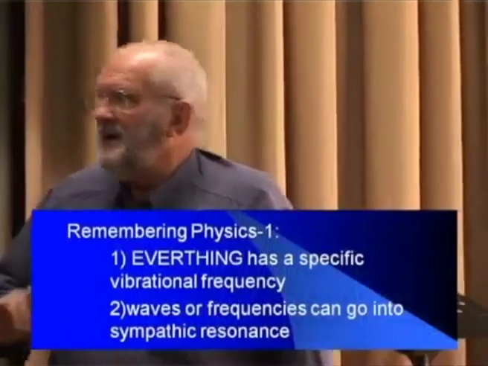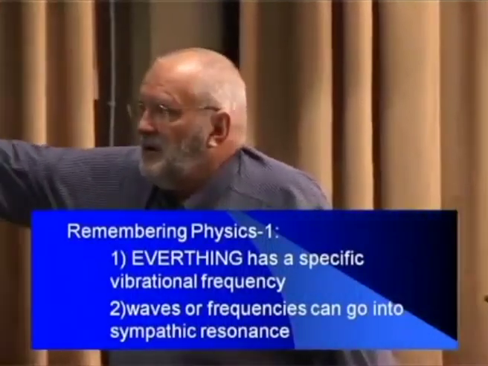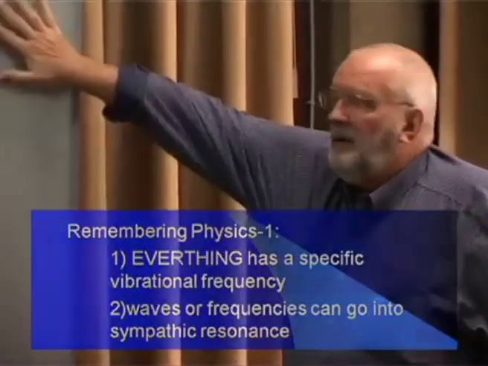Does anybody remember? In my first year, they used to tell me that the wheel was square. So long ago it was. But physics then stated everything has got a specific vibrational frequency. This is glowing gray because it's giving out gray photons. And physics then said these waves or frequencies can go into sympathetic resonance.